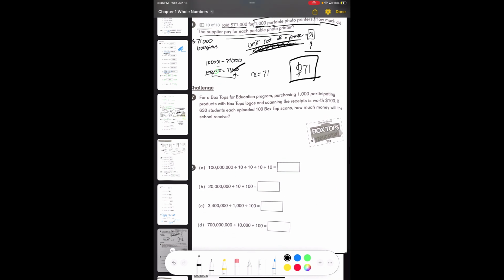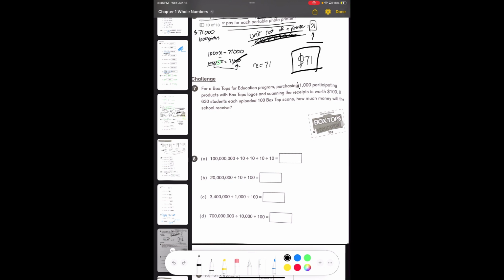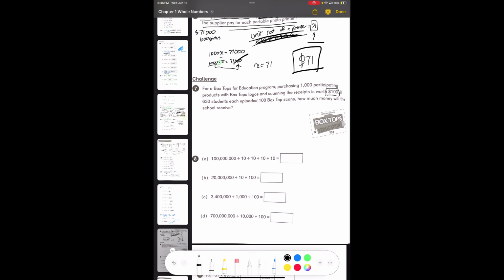Another word problem, for a Box Tops for Education program. Purchasing 1,000 participating products with the Box Tops logo and scanning the receipts is worth $100. So we know that 1,000 products is $100. If 630 students each uploaded 100, how much money would the school receive?